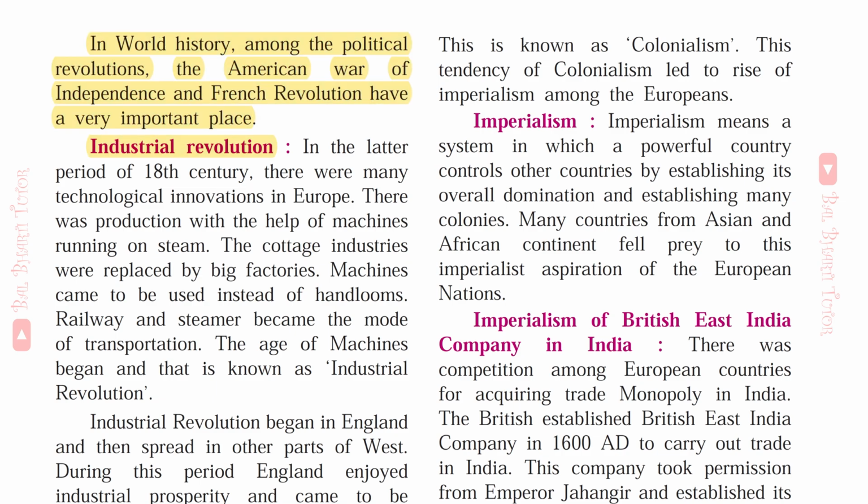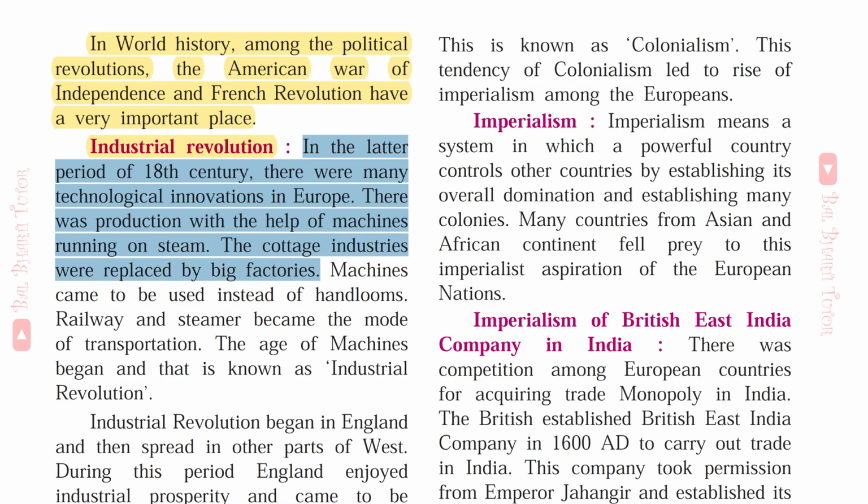Industrial Revolution. In the later period of 18th century, there were many technological innovations in Europe. There was production with the help of machines running on steam. The cottage industries were replaced by big factories. Machines came to be used instead of handlooms. Railway and steamer became the mode of transportation. The age of machines began, and that is known as Industrial Revolution.